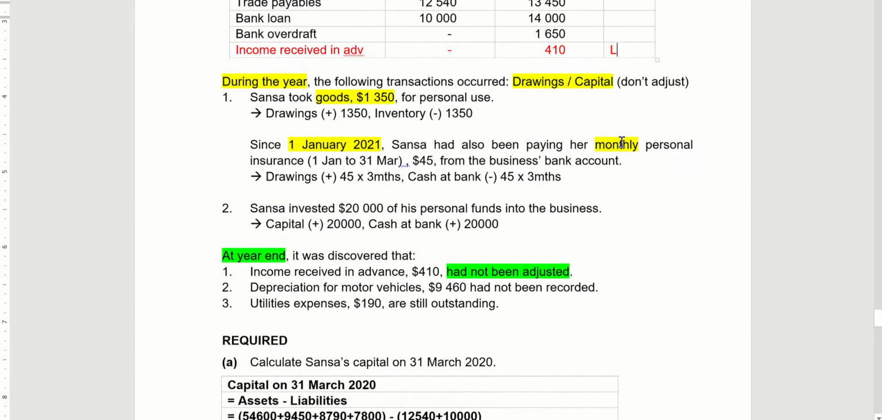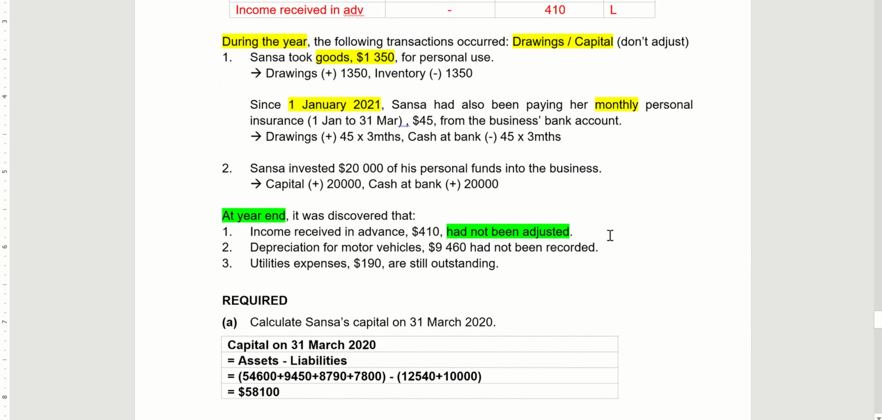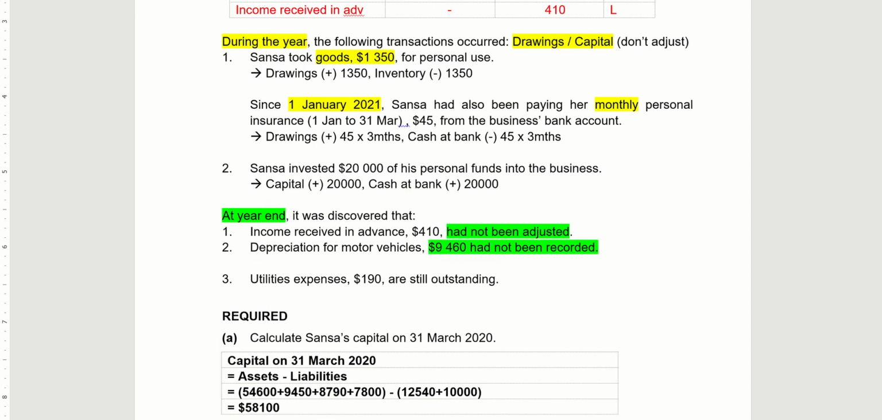Next, depreciation had not been recorded. Please remember that you will only record the balance sheet adjustments. So for the double entry for this depreciation, you should record depreciation increased by 9460. The other account is accumulated depreciation increased by 9460. So which one should I record? I should record the accumulated depreciation.